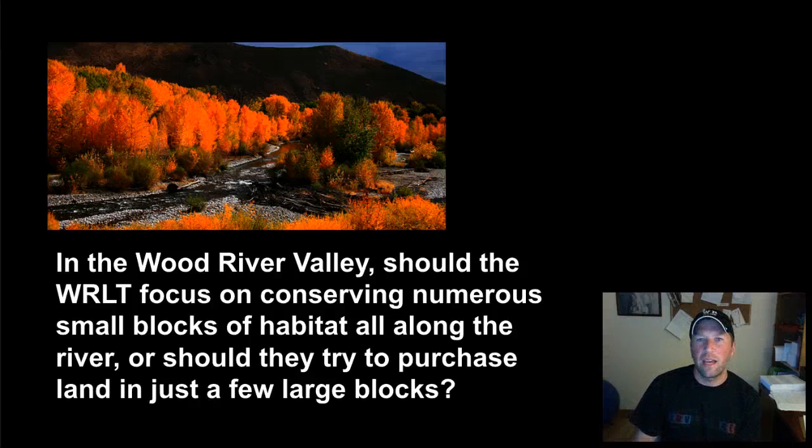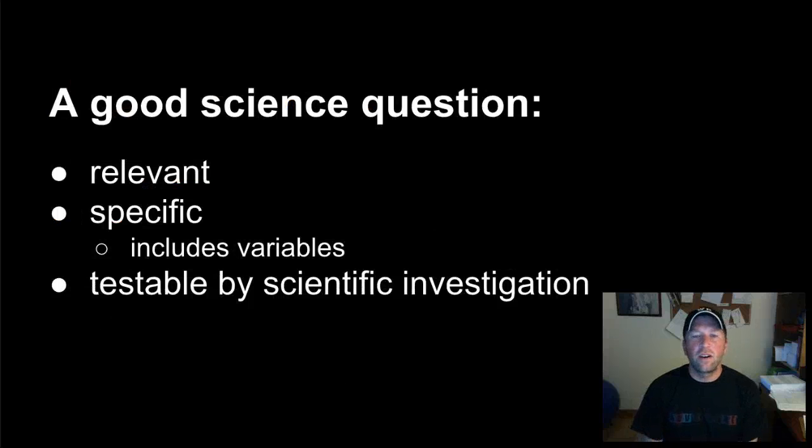So first thing I'm going to have to do is develop a more clear scientific question. Now, a good science question has really three main characteristics. One is it's relevant, which means that it actually matters in some kind of way to somebody. Secondly, the question is specific, so it's not a very general question. In fact, it even includes specific variables that I might test in a scientific experiment. And then lastly, it is a testable question.